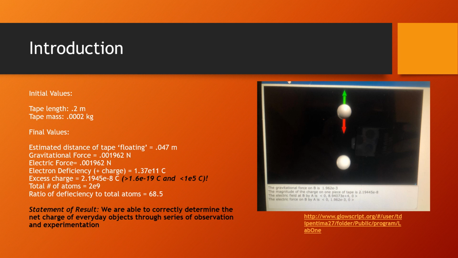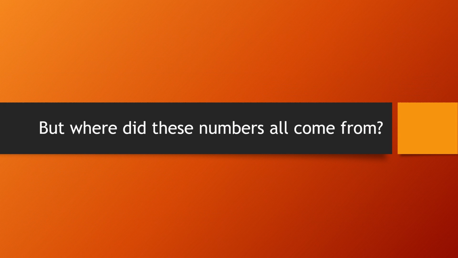On this screen, I've listed both my initial and final values. Initial values include tape length and tape mass that I measured at the beginning of the experiment, and final values include almost everything I've found throughout my experiment, going through the steps. Our found excess charge was proven to be within the desired range, and this was proven both by my hand calculation and my Python calculation. The code can be accessed through the link on the right. Though, to fully understand the results of this experiment, I'm going to walk you through the basic steps that I used to calculate all these numbers.